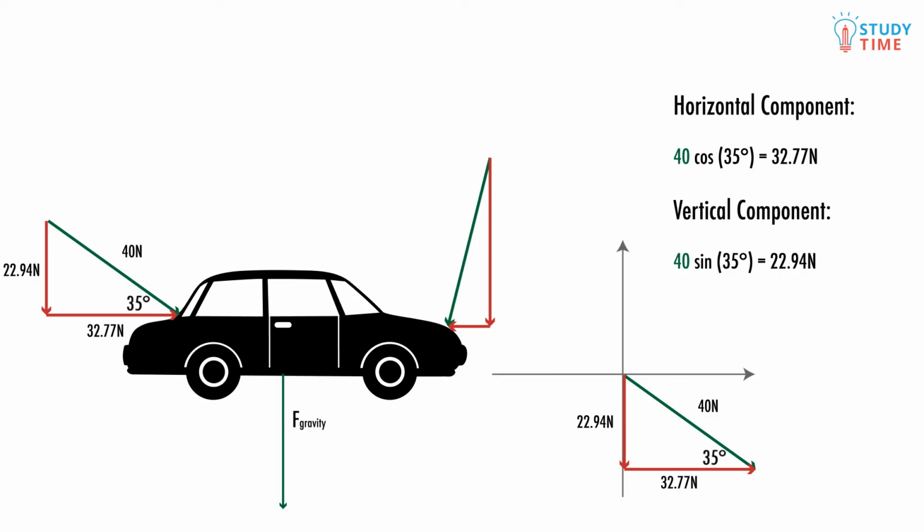Then using Pythagoras, we could find the final force like this. These are all simple forces, pushing objects in straight lines. But what about forces that make objects pivot or turn? There's this thing called torque.